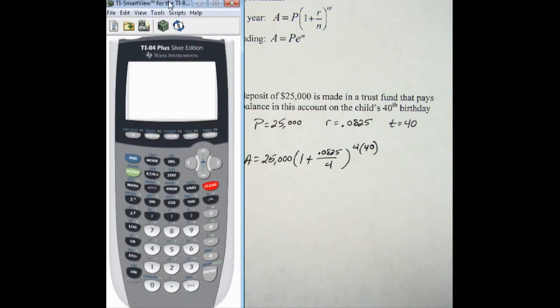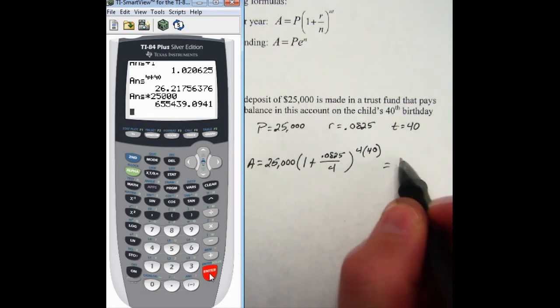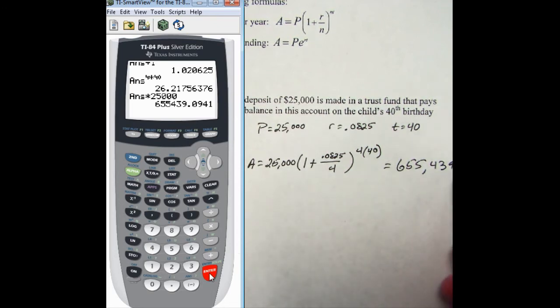If I punch that in the calculator, I could just do it kind of like that. What I always do first is the inside here first. I do the 0.0825 divided by 4 equals, then add 1 to that. And then I take that to that power, so I'm going to take that to the 40 times 4, the 160 power. That's that number, and then I'll multiply that times the 25,000. So I get my answer of the whopping $655,439, and since it's money, we're going to round to the nearest tenth.